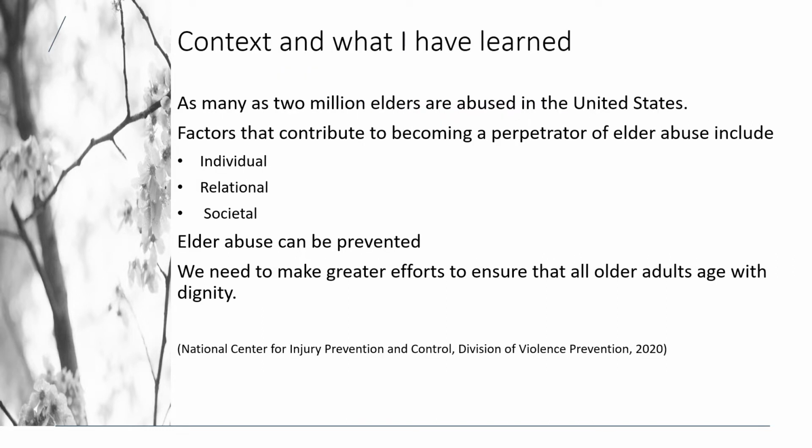The context and what I have learned is that as many as 2 million elders are abused in the United States, and the factors that contribute to becoming a perpetrator of elder abuse include individual, relational, and societal. Individual could mean that the caregiver could also be dealing with some mental illness, issues with drug and alcohol, have experienced traumatic events or disruptive behavior themselves, have high levels of stress, have had poor training or caregiving responsibilities, don't have adequate coping skills, or have been exposed to or have witnessed abuse as a child themselves, or are dealing with social isolation. Relational risk factors include high financial and emotional dependence on the elder, past family conflict, or a lack of social support.